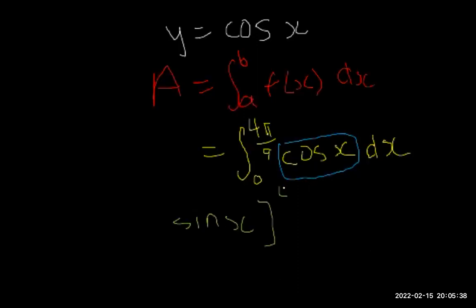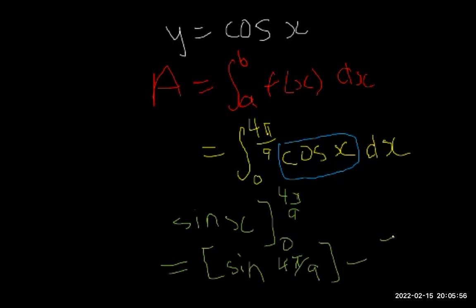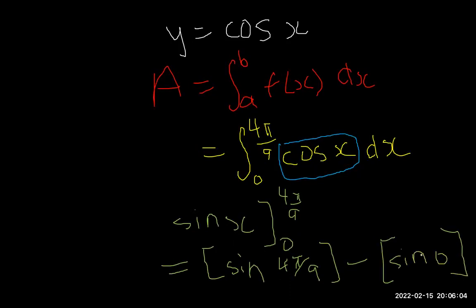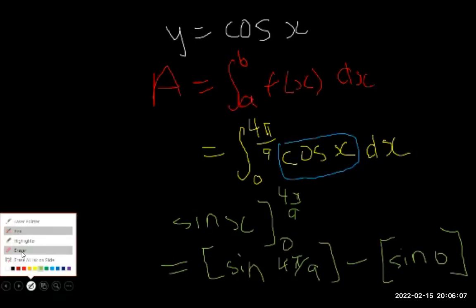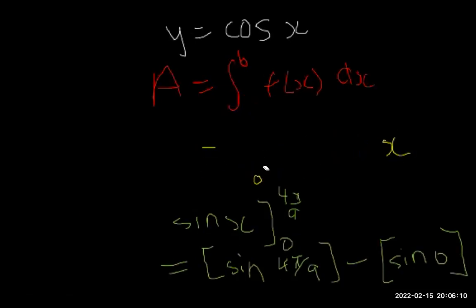And then you put your bracket, you put the upper limit here, the lower limit down here, and substitute the two values. So my first bracket is going to be sine of 4 pi on 9. My next bracket, so this is minus, then I substitute the 0 into here, that's sine of 0. I already know that sine of 0 is 0, so not really worrying about that bracket. Right now my main focus is this right here, the sine of 4 pi on 9.